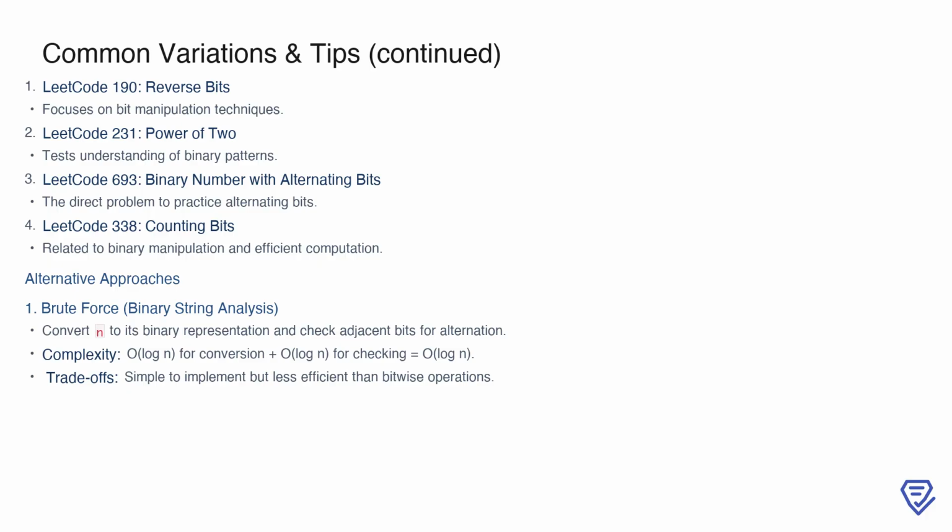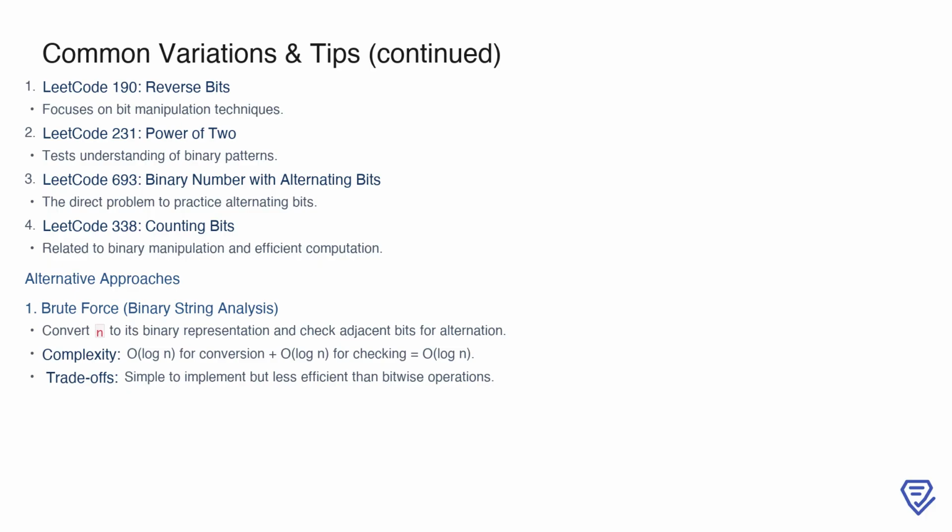For further practice, there are several related problems on LeetCode that can help you strengthen your understanding of binary manipulation. For example, LeetCode 190, Reverse Bits, focuses on bit manipulation techniques. LeetCode 231, Power of 2, tests your understanding of binary patterns. Of course, LeetCode 693, Binary Number with Alternating Bits, is the direct problem we're working on here. Lastly, LeetCode 338, Counting Bits, is another related problem that deals with efficient computation using binary manipulation.